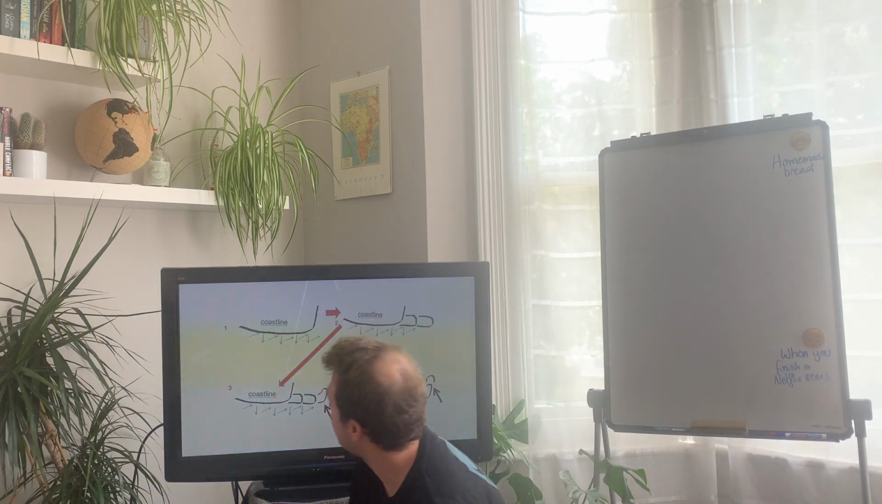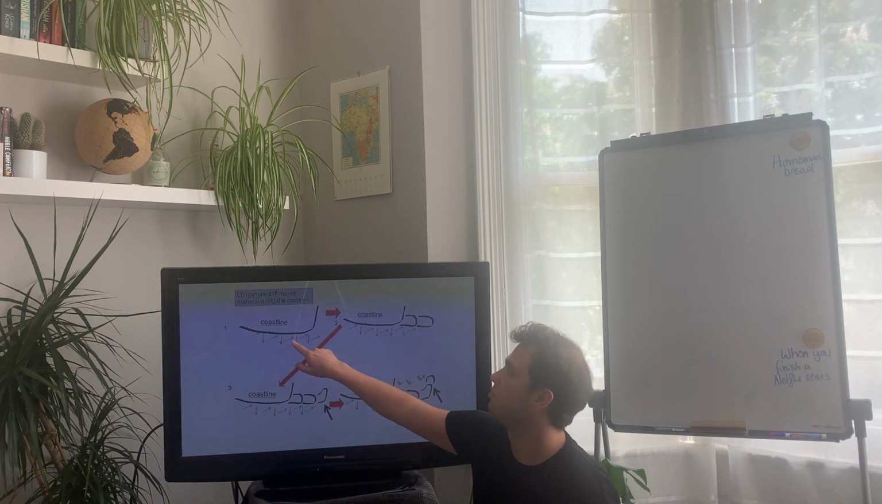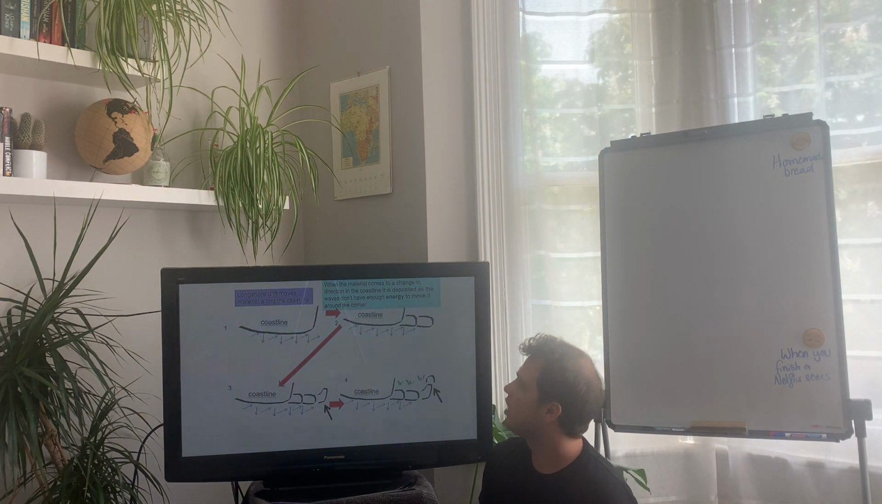Righty, let's go through these then. So, the first thing is longshore drift moves material along the coastline. So material gets carried along a stretch of coastline. When the material comes to a change in the direction of coastline, it is deposited as the wave does not have enough energy to move it around the corner.